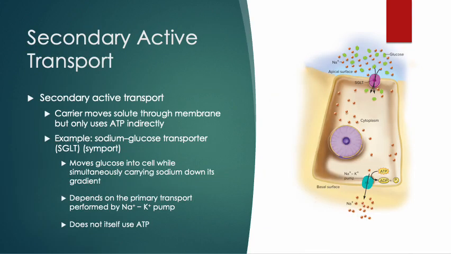So secondary active transport occurs when a carrier moves a solute through a membrane and indirectly consumes ATP. So an example of this is a sodium glucose transporter. It's a symport. So it's going to carry two things in at the same time, same direction. And if you look at the picture at the top, you can see there's a lot more glucose outside of the cell than inside. So the concentration gradient is going to work in the favor of moving the glucose into the cell. It might also work in the favor of moving the sodium into the cell because it looks like there's a lot more sodium in that area outside the cell than inside. So the symport carrier pulls them both in.